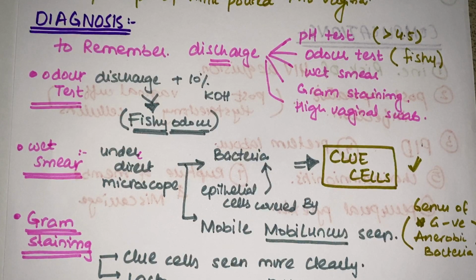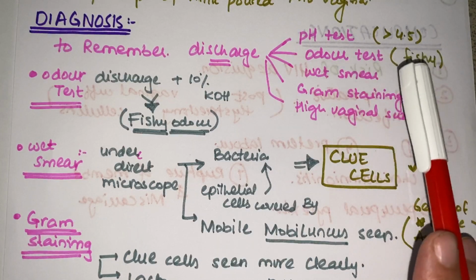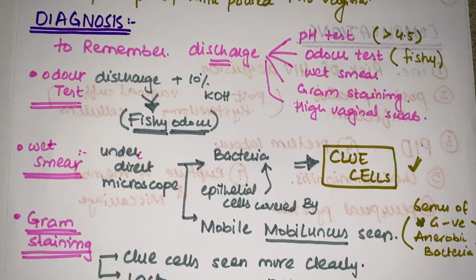So this discharge, just pick this word up and you'll make the whole diagnostic points, how we'll diagnose it. First of all, discharge: all the changes were occurring in the pH in this disease, so we will do the pH test of the discharge, and it will show a high pH of greater than 4.5. Second, we were talking about the fishy odor in this disease, so we go for the odor test.